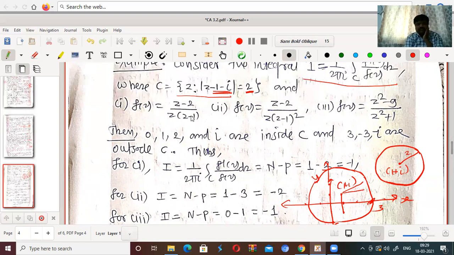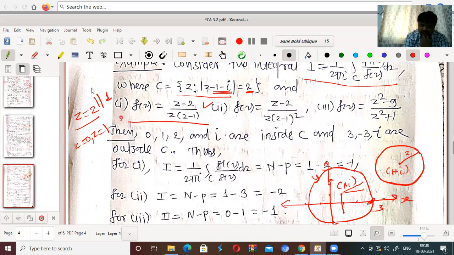Now for this function f of z equal to z minus 2 upon z into z minus 1. We know that this function has a zero at z equal to 2, right? And this function has poles at z equal to 0 and z equal to 1. So for this function, the number of zeros is 1 and the number of poles is 2. So capital N is equal to 1, capital P is equal to 2.